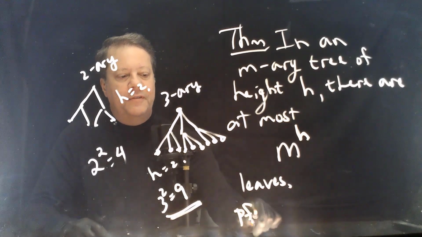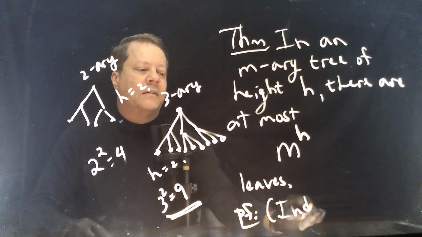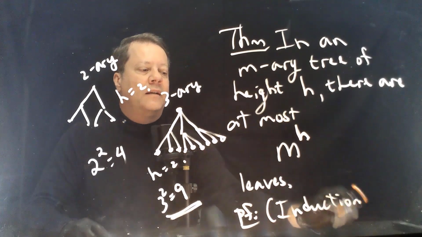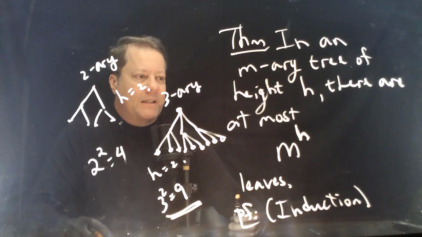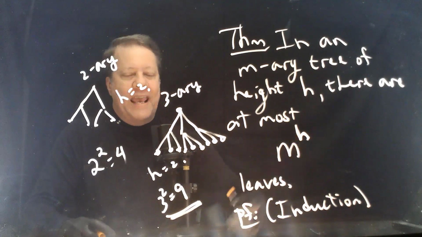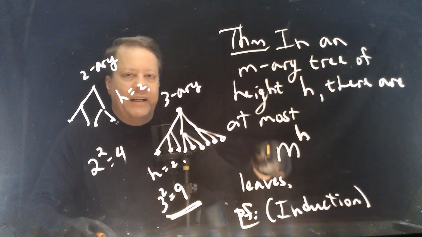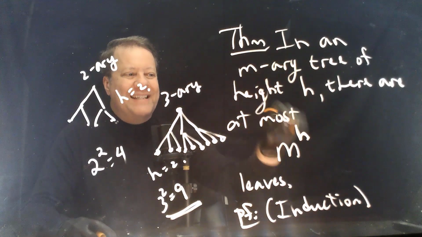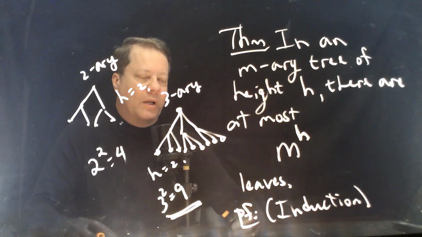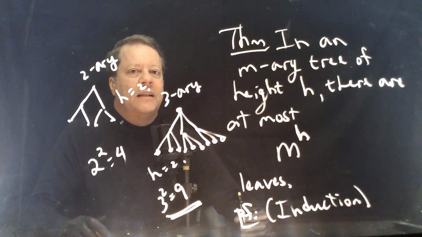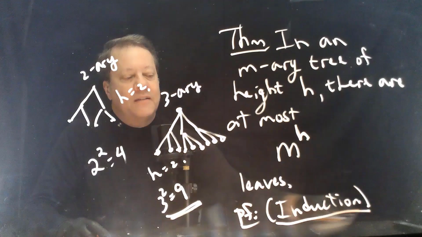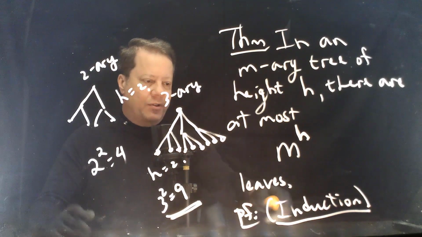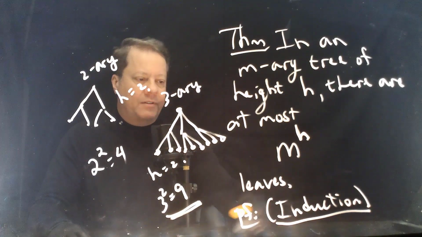The proof is, of course, by induction. When you have a statement like this, it's really an infinite number of statements for each m and for each h. For a given m, you have to prove this for each h, each height, 0, 1, 2, 3, and so on. In which case you actually have an infinite number of statements to prove. You always do that with math induction, unless you can find a constructive way to make the proof.